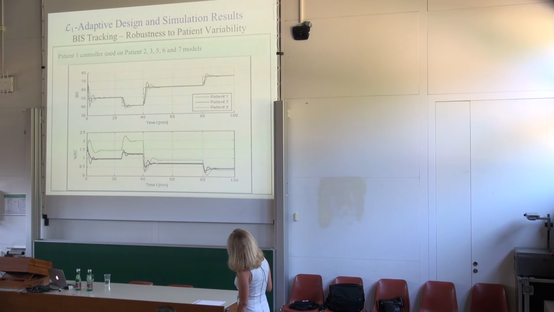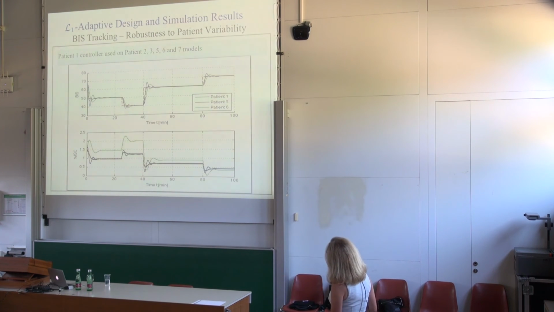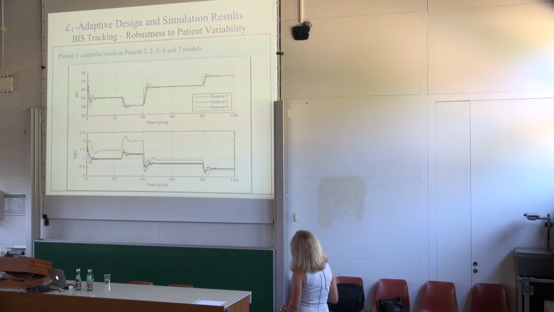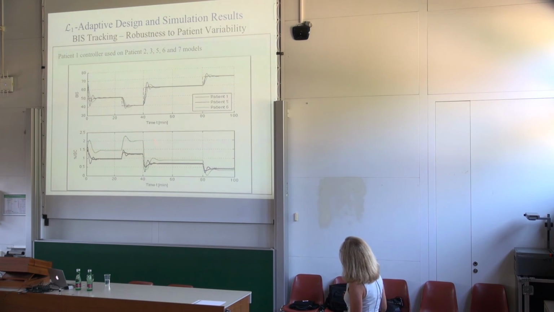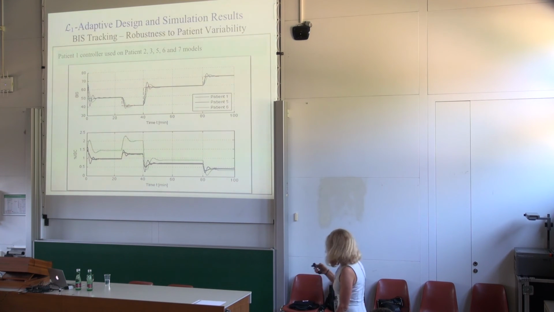And you can see that all of them perform pretty well and follow the desired BIS reference trajectory fairly smoothly. The isoflurane is a little more interesting. The patient 1 and 5 isoflurane input is pretty similar, but you can see that patient 6 required more isoflurane to attain the same performance in the simulation.